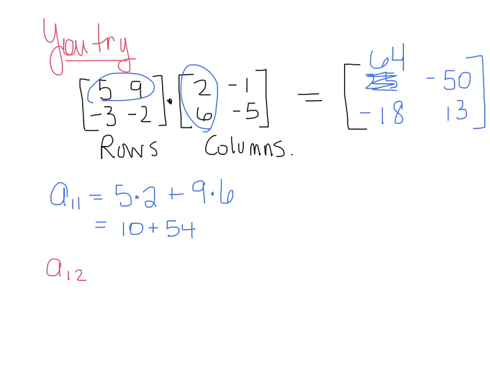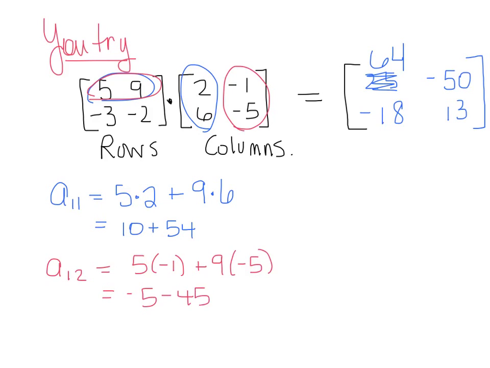A12. I still have the first row, but now I have the second column. So now, looking for the red numbers, I have 5 times a -1 plus 9 times a -5. So that's a -5 minus 45, and that is indeed minus 50. So I got that one right. I have no idea what I did wrong in the first one. Let's try another one. A21. So far I'm one for 2, or 50%.